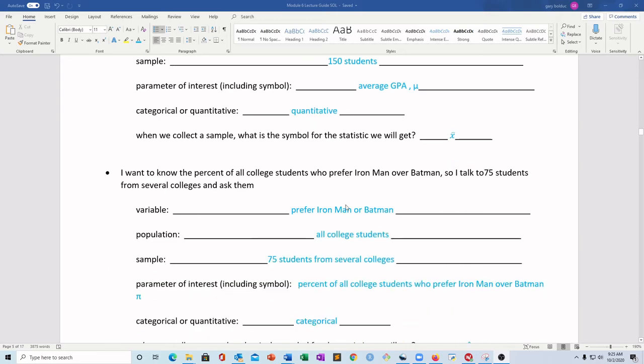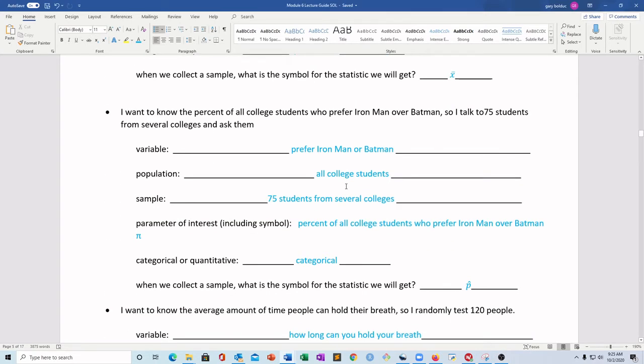Okay, let's try the next one. I want to know the percent of all college students who prefer Iron Man over Batman, so I talked to 75 students from several colleges and asked them. So the variable is, do you prefer Iron Man or Batman? From each student, that's the information I'm getting. They're going to tell me either Iron Man or Batman. What's the population? The population's all college students. That's who I'm interested in learning about. The sample? Out of that big group of all college students, who did I actually talk to? I talked to 75 students.